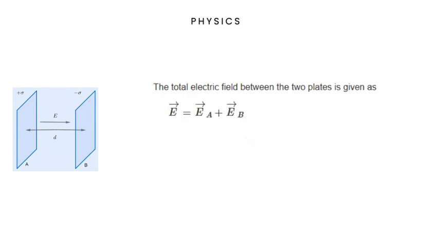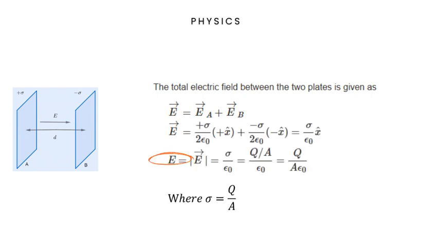Total electric field inside the plates equals electric field due to positively charged plate plus electric field due to negatively charged plate. Therefore, E equals EA plus EB. Magnitude of electric field equals rho divided by epsilon naught, which is equal to Q divided by A epsilon naught, where rho equals Q by A.